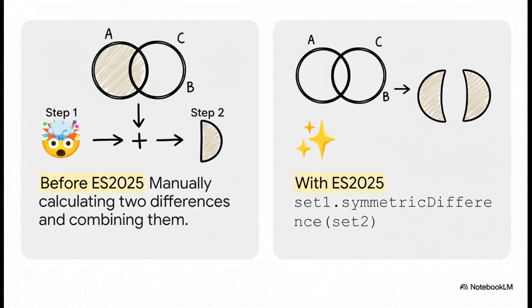Oh man, trying to implement this manually before was a total pain. You usually had to calculate two separate differences and then stitch them together. But now, it's just one method, set1.symmetricDifferenceSet2. It takes what was once a complex task and makes it completely trivial.